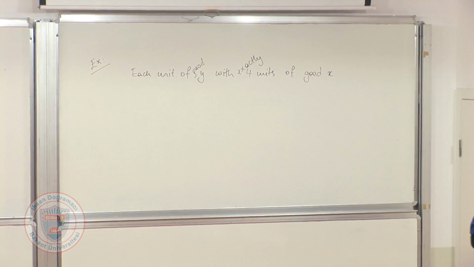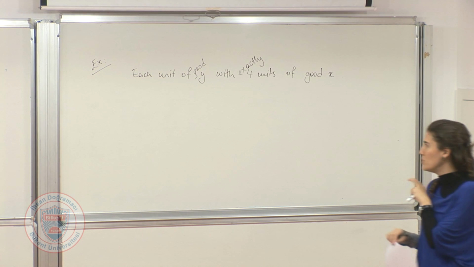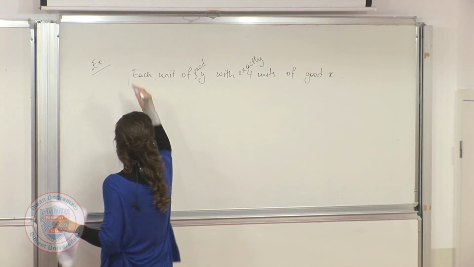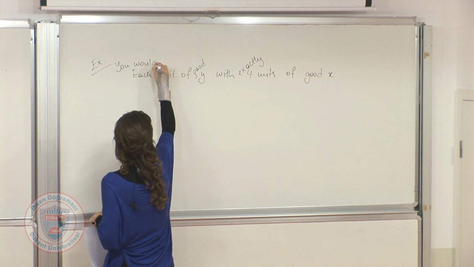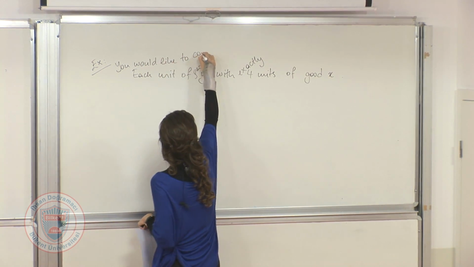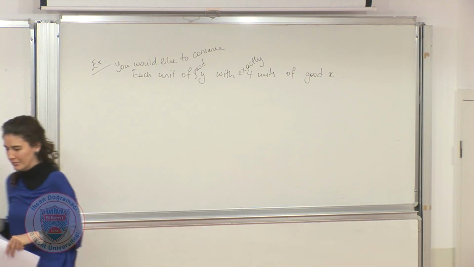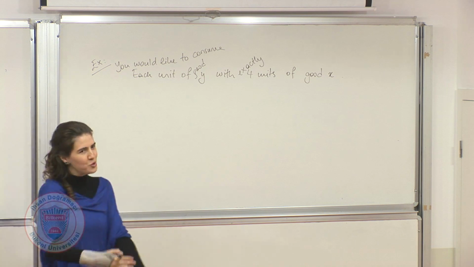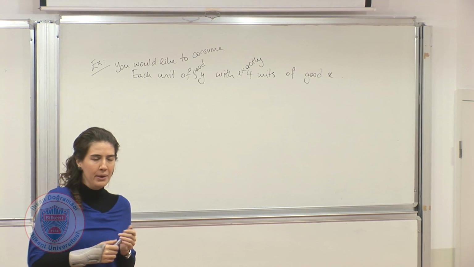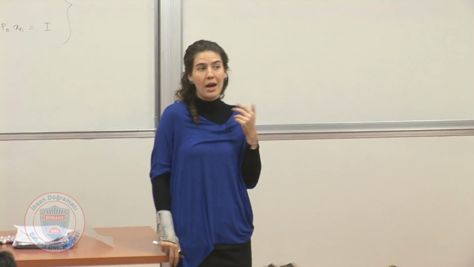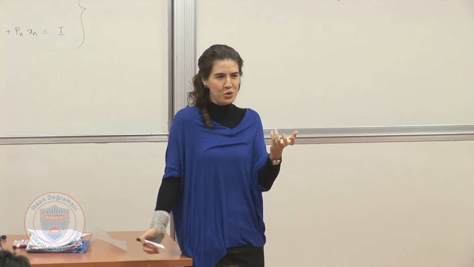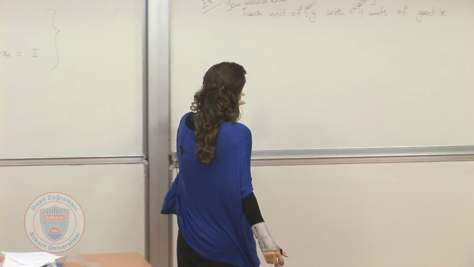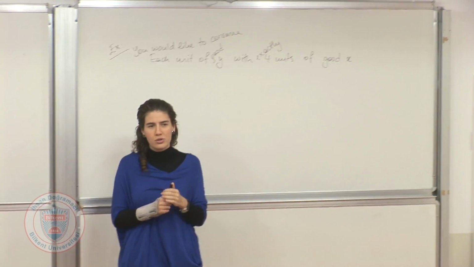How can we write down this utility function? What do you think these goods are? You would like to consume each unit of y with 4 units of x. These are complements, right? These are what we call perfect complements. It doesn't have to be left shoe, right shoe. It doesn't have to be 1-1 all the time. It could be you would like to have 1 tea with 2 cubes of sugar, or you might have 1 unit of good y with exactly 4 units of good x.